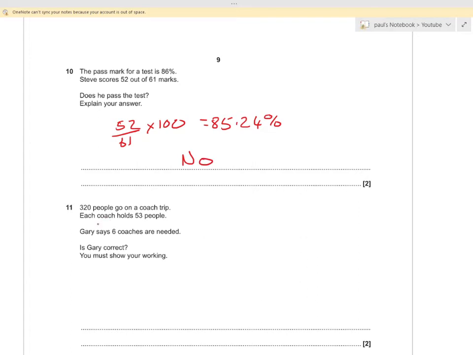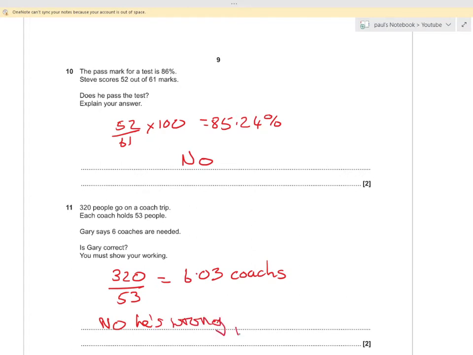320 people go on a coach trip. Each coach holds 53 people. Gary says 6 coaches are needed. Is he correct? So we do 320 people divided by 53, which tells us how many coaches. 320 divided by 53 means that we need 6.03 coaches. So we would need 7. So he's wrong. Need 7 coaches, just for those last little 1 or 2 people.